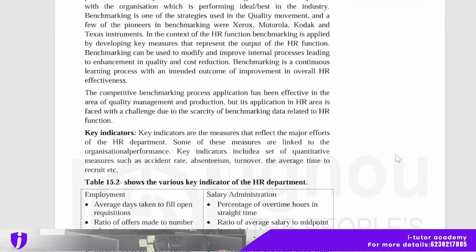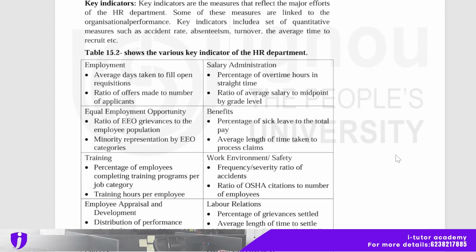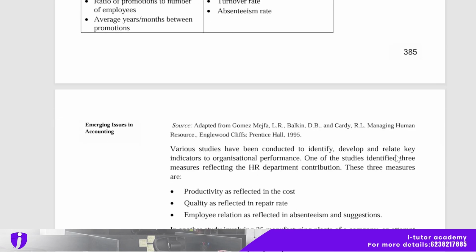And key indicators are the measures that reflect the major effort of the HR department. Some of these measures are linked to the organizational performance. Key indicators include a set of quantitative measures such as accident rate, absenteeism, turnover, the average time to recruit, etc. So the various key indicators of the HR department are here in this table. I will just verify that also.